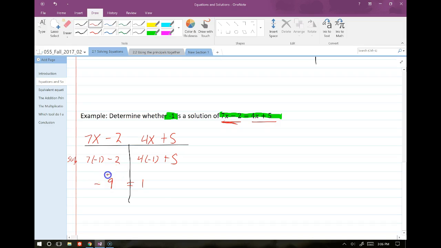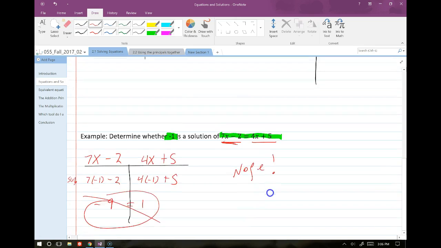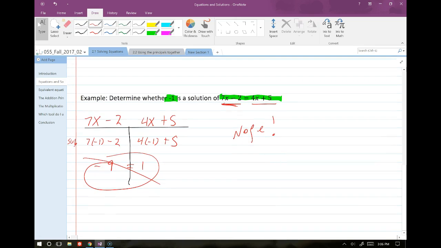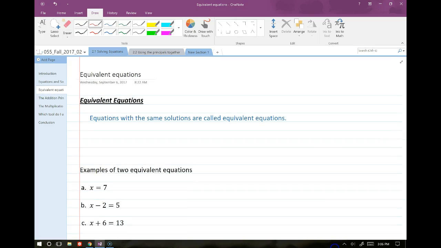That's 1, right? And this is not true. So this is not a solution. All right, so basically, to find out whether something's a solution, you plug it in and see if it's true, right? That's more or less what we're doing here. We're just doing it in kind of a formalized way.